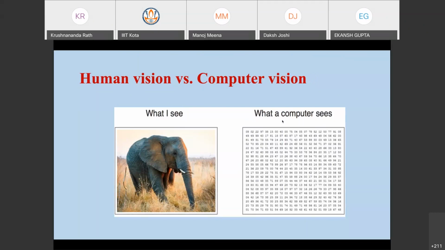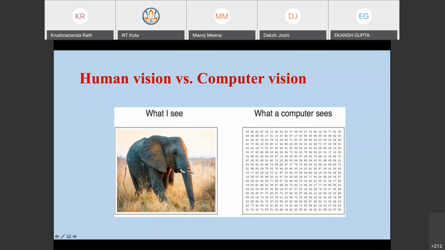As I said, your eyes see the image in a different way, and the same image is seen by the computer in a very different way. We can see that it's an elephant here on the left-hand side, but the computer sees the same elephant as a matrix of numbers. Here is that matrix; I will show it to you in a few minutes in MATLAB. The task at hand is to make sense of whether there is an elephant in this image.